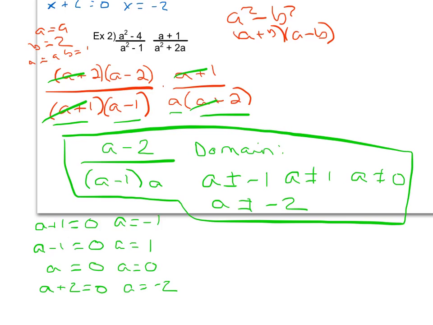So to quickly summarize the steps for multiplying rational expressions, I'm going to first factor. After I factor, I'm going to go ahead and cancel any common factors. After I do that, I'm going to make sure and rewrite my answer in simplest form by multiplying straight across top and straight across bottom. And look back at my denominator from before I canceled and use that to help me write my domain restrictions.